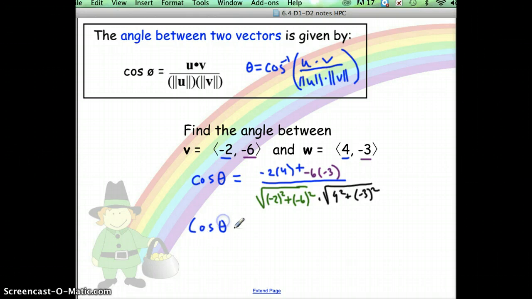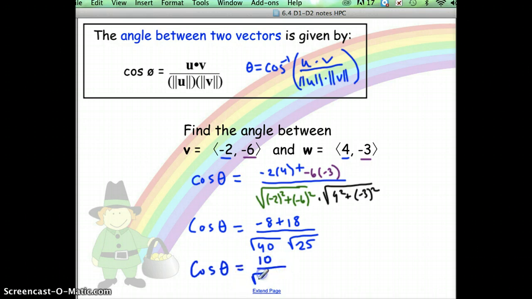Okay, so let's clean that right side up a bit. This would be a -8 plus 18. Down here, this would be a 4 plus a 36, so that would be the square root of 40. This would be 16 plus 9, so that would be the square root of 25. So on the top, I would have a 10.